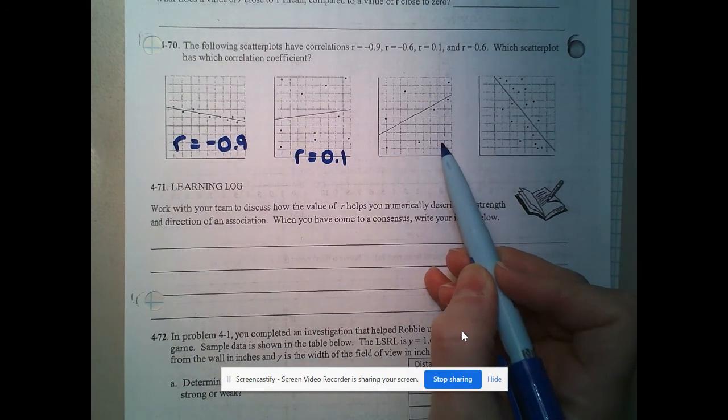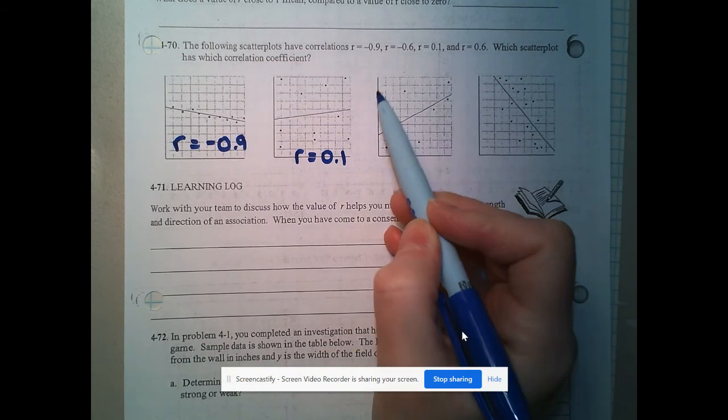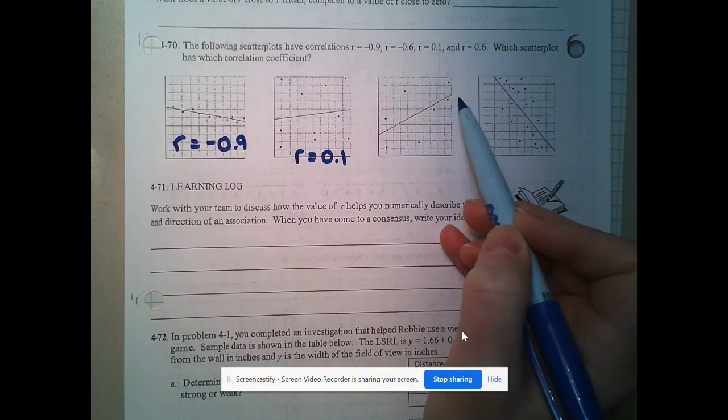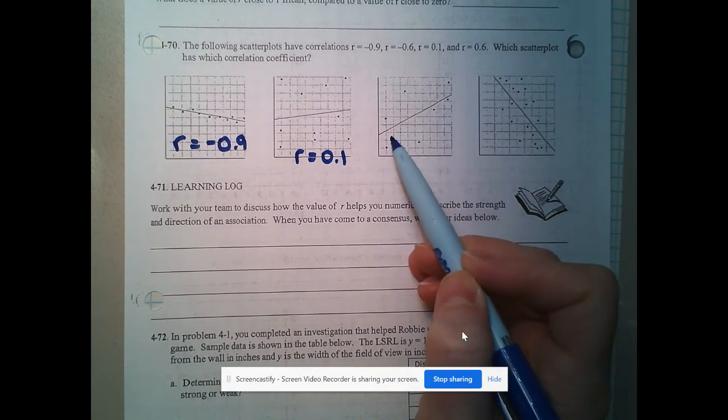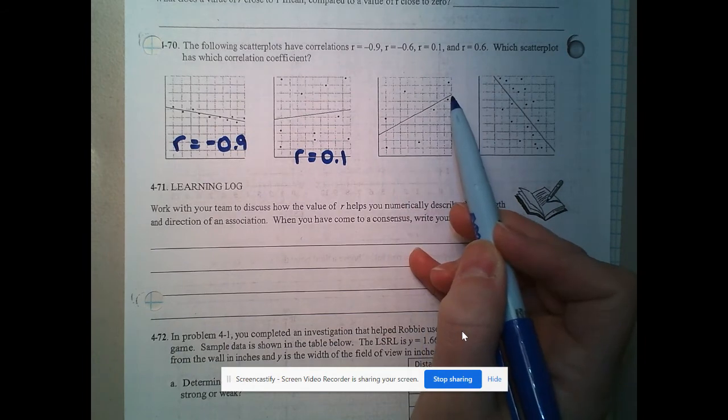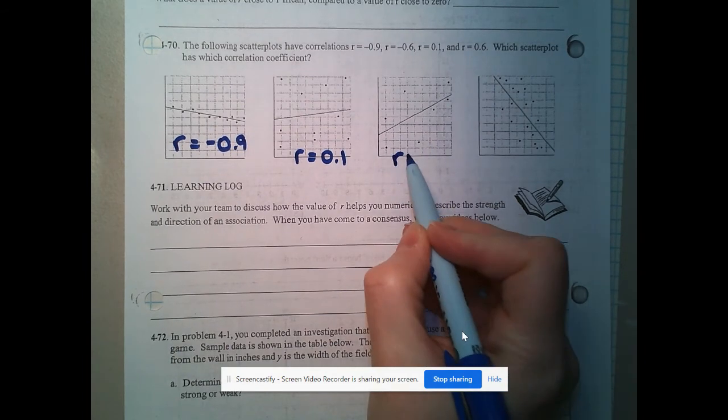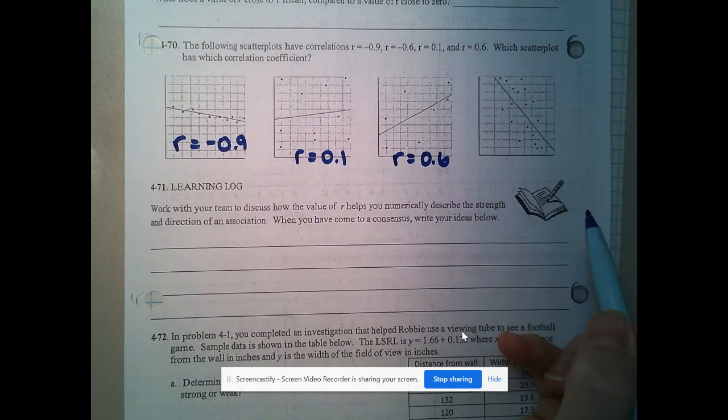This one is also positive. You can see that this corner's kind of empty and this corner's kind of empty. They are following in a positive direction, but they're really spread out. So it's going to be positive, but not great. So this one I would go with the R equals 0.6.